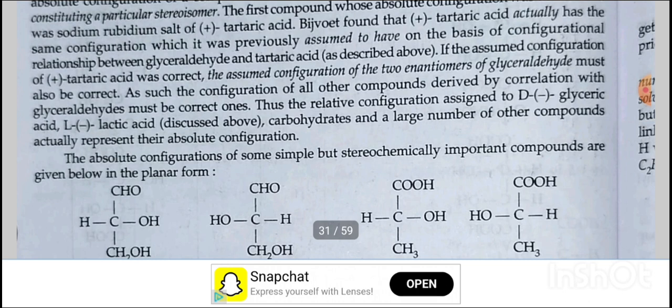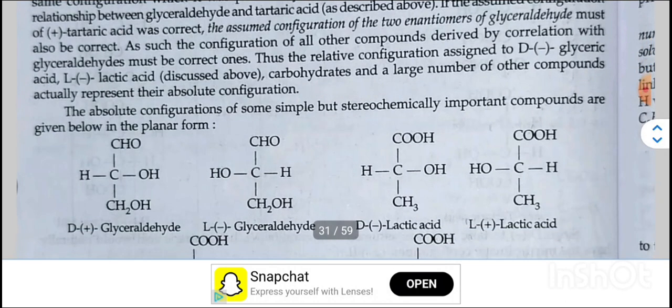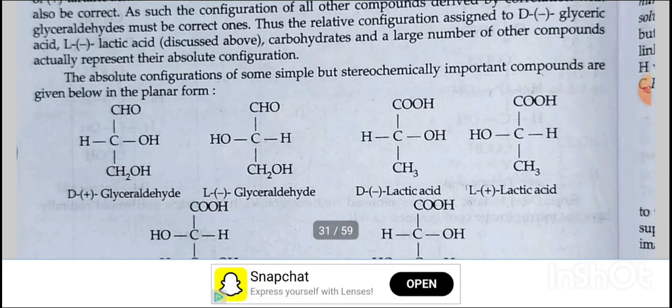If the assumed configuration of tartaric acid was correct, the assumed configuration of the two enantiomers of glyceraldehyde must also be correct, as must the configuration of all other compounds derived by correlation with glyceraldehyde. Thus, the relative configuration assigned to dextronegative glyceric acid, lactic acid, carbohydrates, and a large number of other compounds actually represents their absolute configuration. The absolute configurations of some simple but stereochemically important compounds are given in the figure.